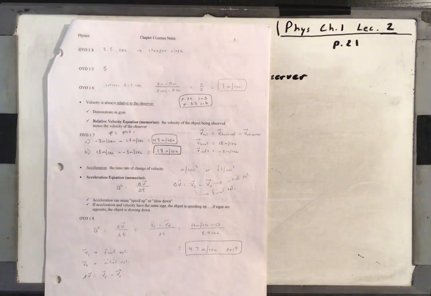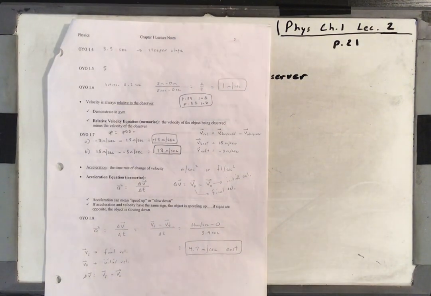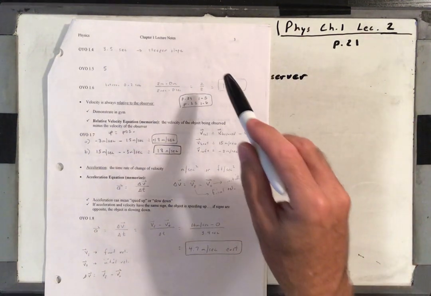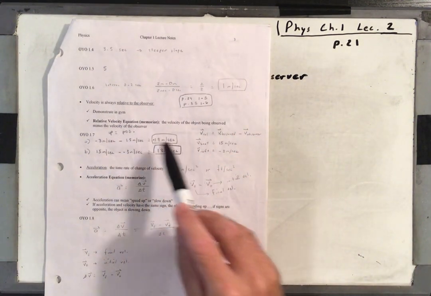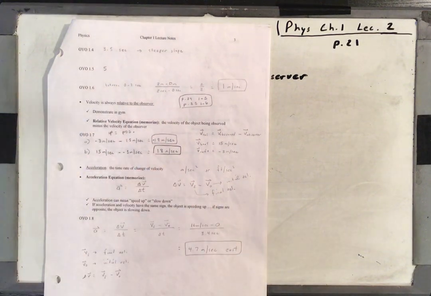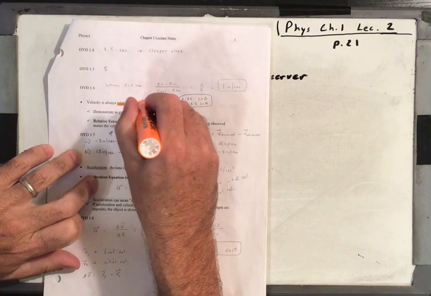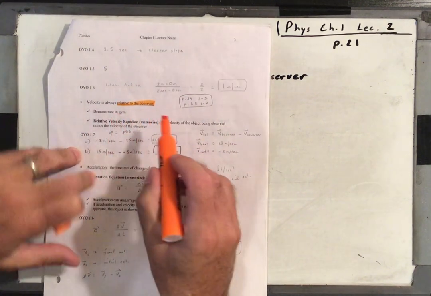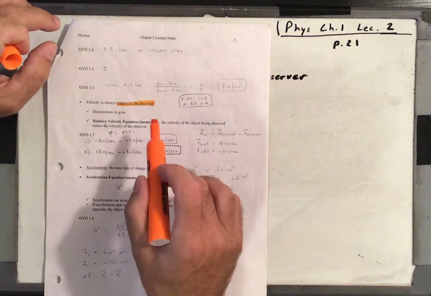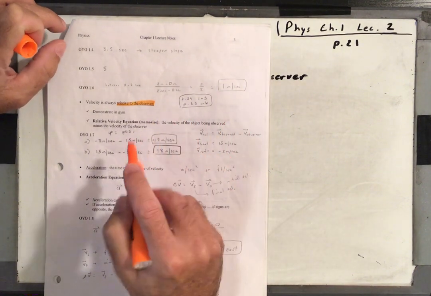All right, welcome. This is Physics Chapter 1, Lecture 2. You'll want your book open to page 21, and your notes, we're going to start on page 3, where it says velocity is relative to the observer. And I have a space here. It says demonstrate in gym. Can't really do that on this video, so I'll just have to draw a couple of things out.